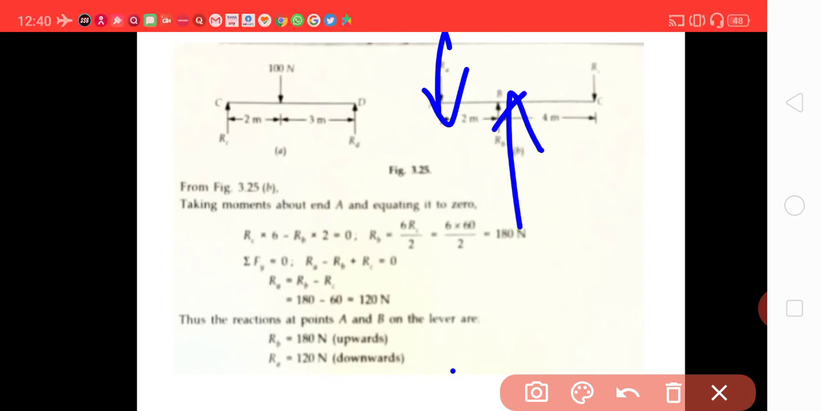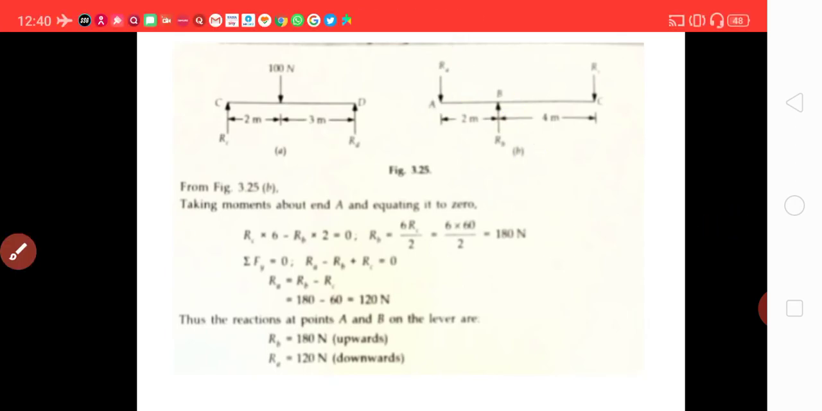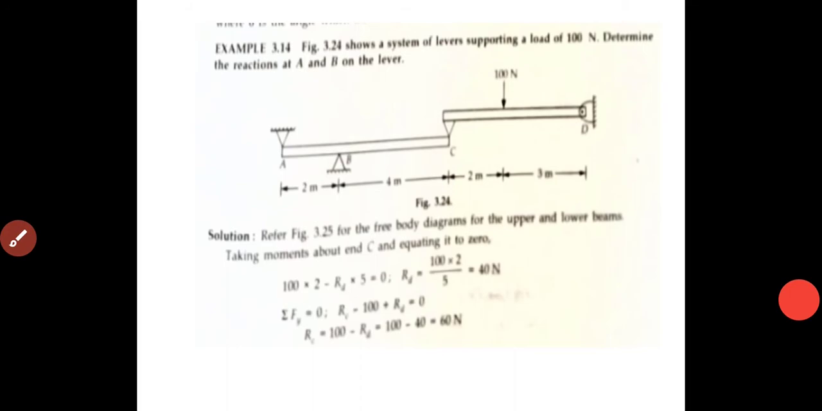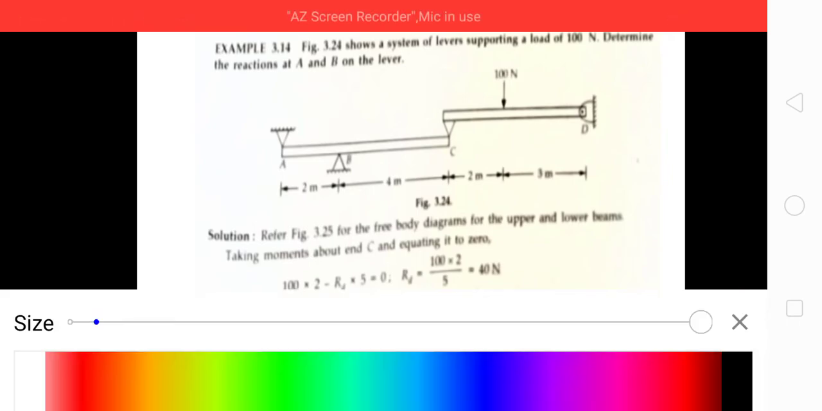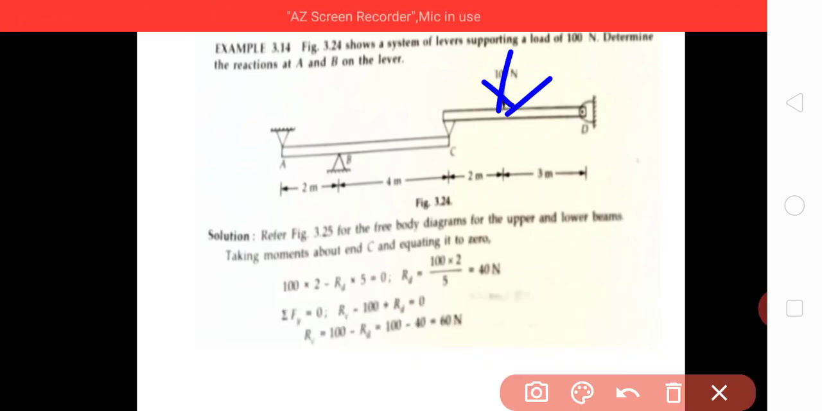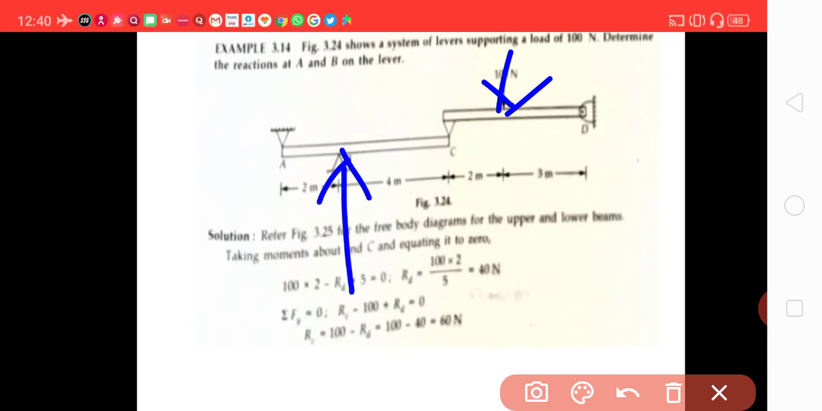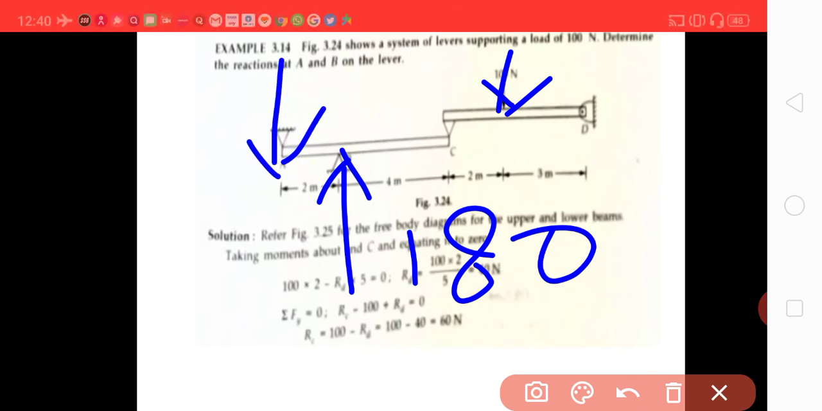We will go to the figure again. To balance this 100 Newton force, we require a reaction here of 180 Newton and a reaction here of 120 Newton downward.